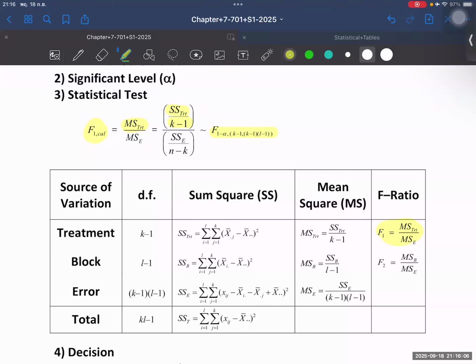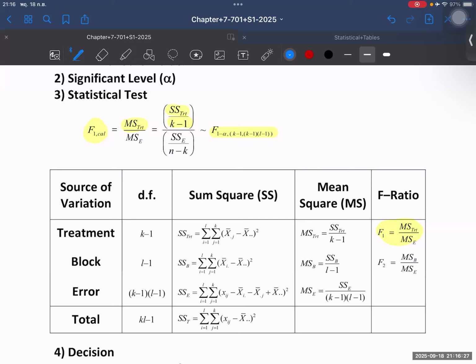Because this is a two-way ANOVA, you can calculate it. As you can see, the degree of freedom of the treatment is k minus 1, and the degree of freedom of the block is L minus 1 together, and the error is (k minus 1) times (L minus 1), and the total is kL minus 1 again.